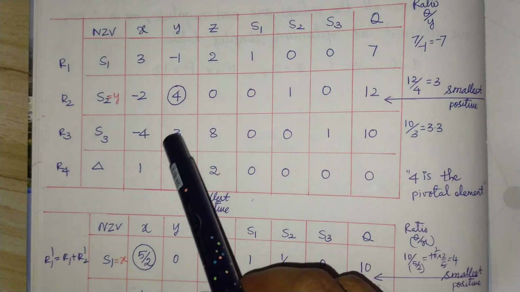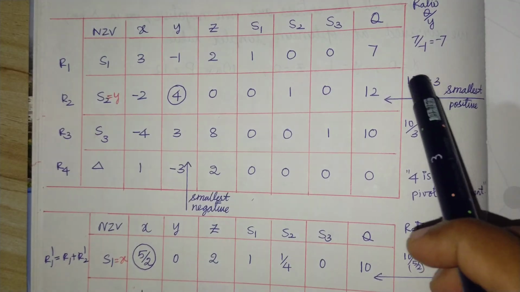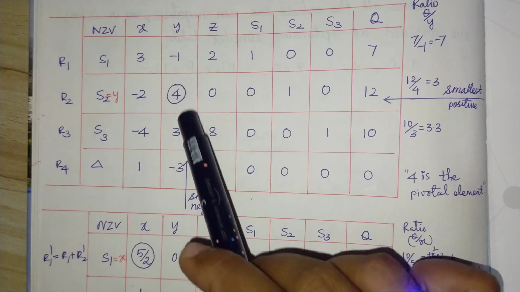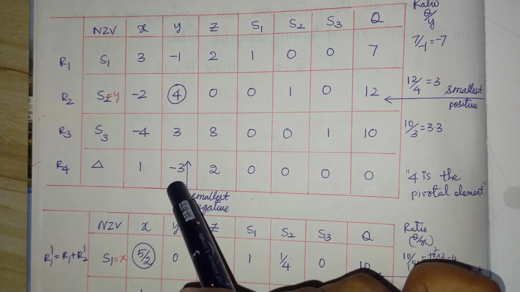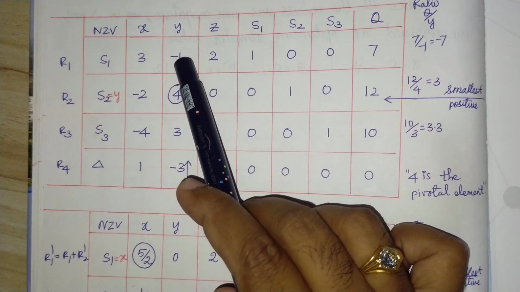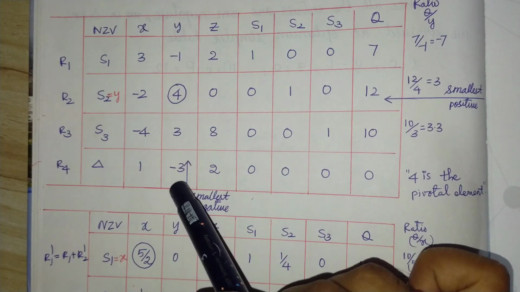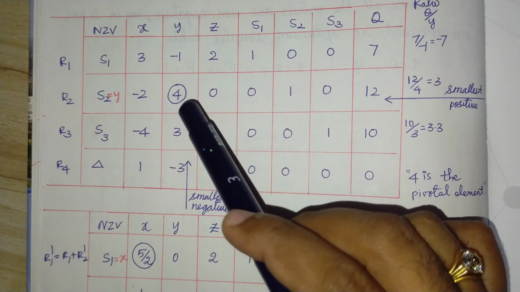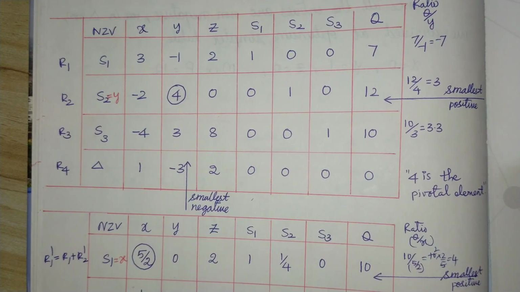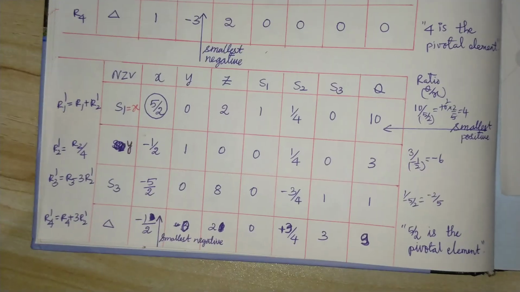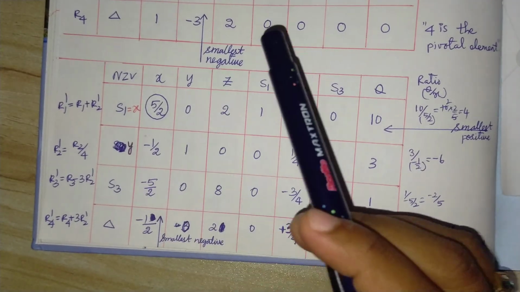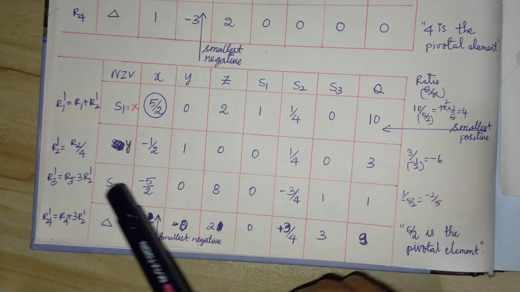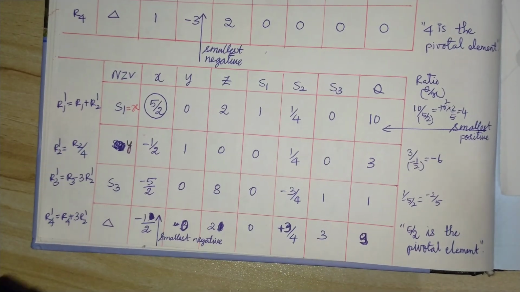So what is the next step? We need to make this 4 as 1. How can I make that 1? By dividing the entire row by 4. And we have to make the other elements in the pivotal column 0. We have minus 1, we have to make it 0 by a suitable row operation. We have 3 and minus 3, we have to make them 0. Remember, while doing that, we have to make use of either the old pivotal row or the new pivotal row only. Observe here: we made this pivotal element 1, and we made the other three elements zeros by the row operations which are given here.